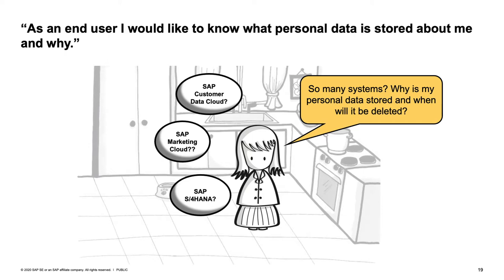For example, if you look at a use case such as a lead to cash or an order to cash scenario, we can see that even in a simple use case, the data goes through 2 to 3 systems for sure before you can realize your end-to-end business. So I, as an end user, want to know what are the different systems where my personal data is being processed, and why is my data being processed across so many applications.